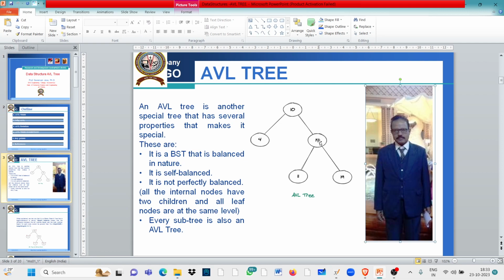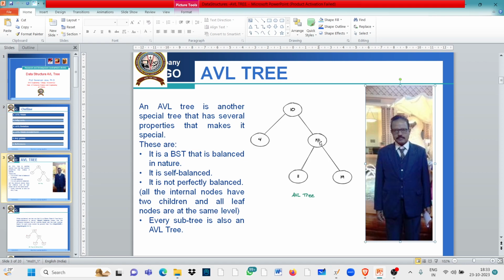Then it will be self balancing. That part we will discuss. What is the self balancing? There will be one balance factor, or balancing factor, whatever you say, that will check it. For each and every subtree we will check the balance factor. Then it is not perfectly balanced. What is perfectly balanced? Let us have the discussion about these things.